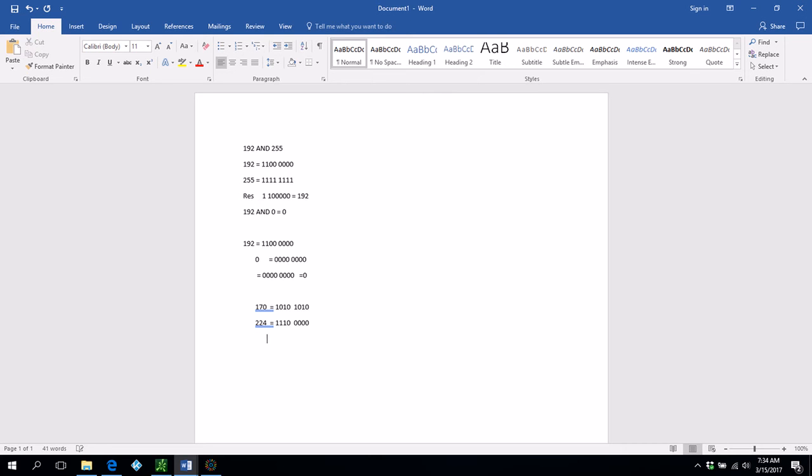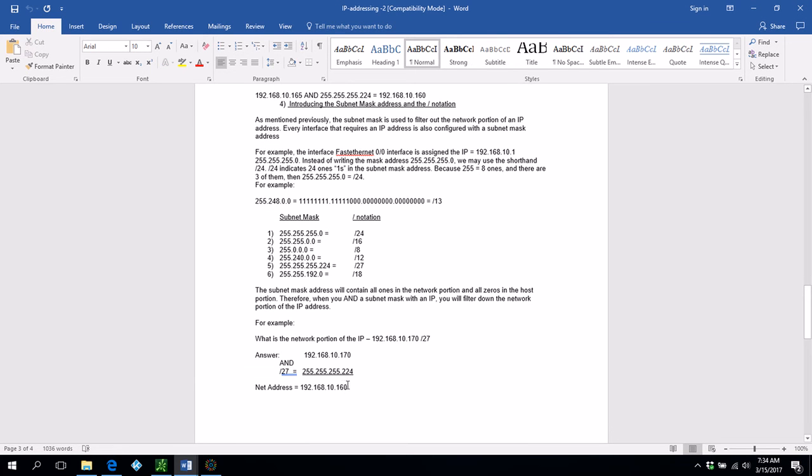What's the result? Well, here's the result. 1 ANDed with this one is 1. 0 ANDed with this one is 0. 1 ANDed with this one is 1. And because the bottom is all zeros, the bottom 5, the leftovers are zeros, it doesn't matter what's on the top. So you're going to get the result of 5 zeros at the bottom. If you convert this back to decimal, you get 160. So that's how you get that 160 at the end. Okay? And that's your network address.